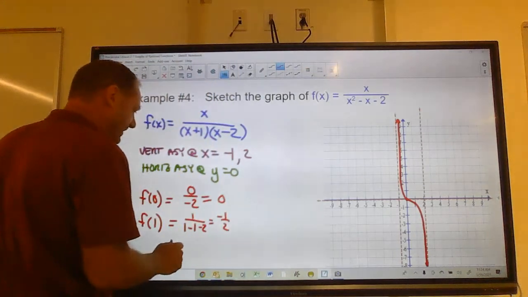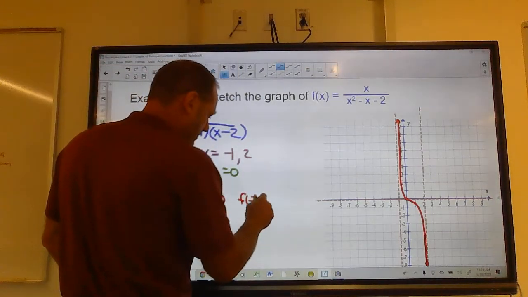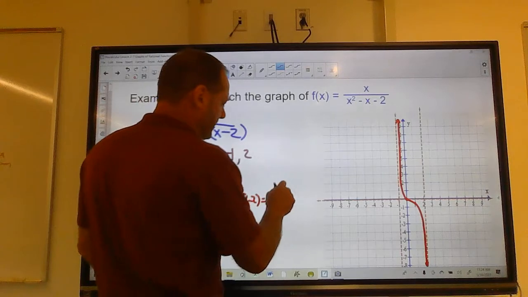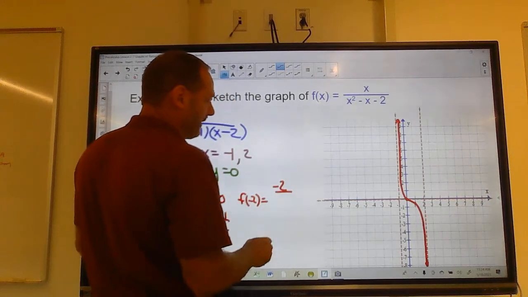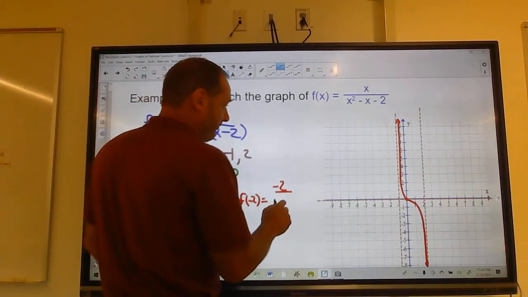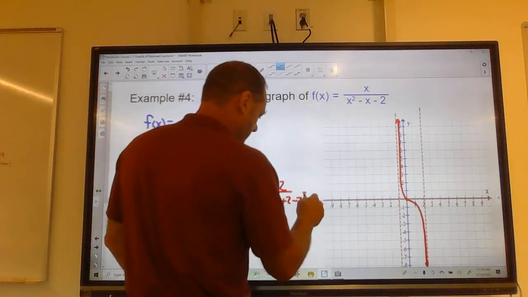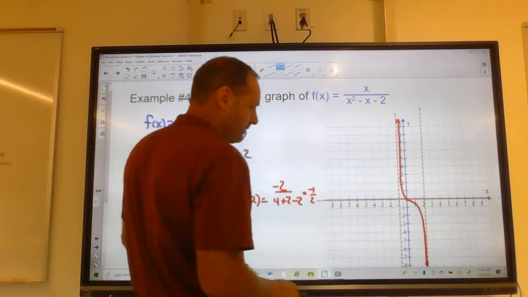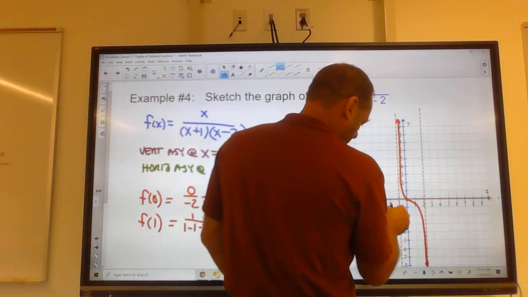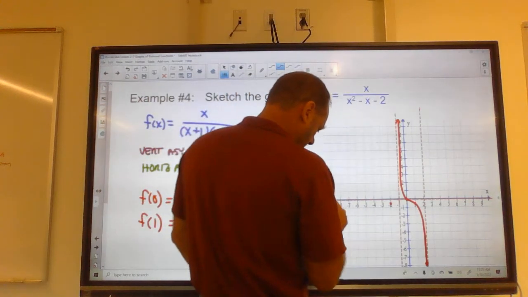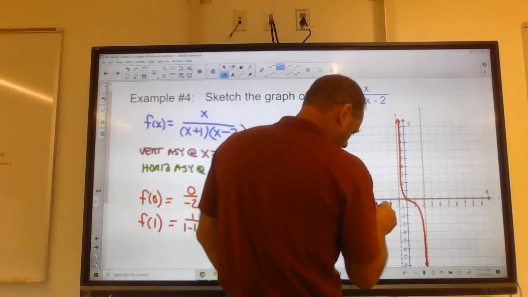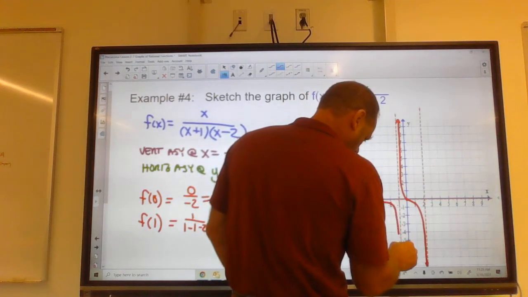But let's find f of negative 2 real quick, and that'll give us a little more accurate graph. So that'd be a negative 2 on top. This would be 4 plus 2 minus 2. So it's going to be negative 1/2. So that's going to go right here. So this graph's going to look like this. And it's going to go like that.